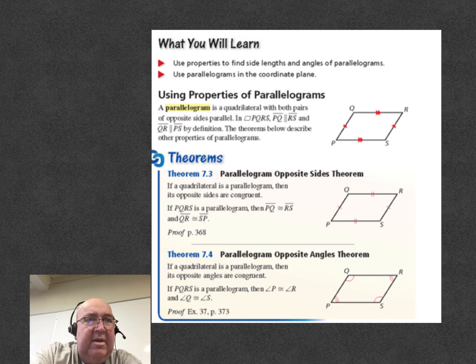The opposite sides theorem: if a quadrilateral is a parallelogram, then the opposite sides are congruent. So that means they're going to have the same measure of lengths. And then theorem 7.4 is the opposite angles theorem. So the opposite angles across from each other are going to be congruent in a parallelogram.